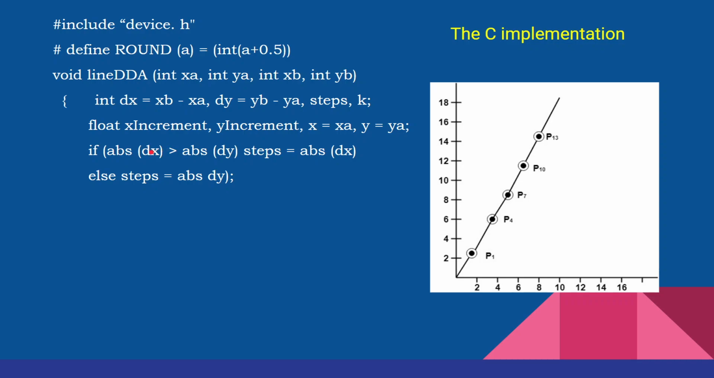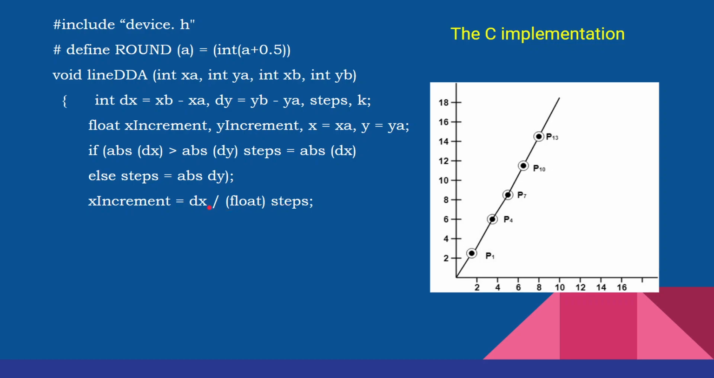If dx is higher, steps is equal to dx. That means the difference to step into the next point in the line is the difference in x. Otherwise, it is the difference in y. So why do we need the differences? Because we have to move from the first point, and the difference value will give the continuous steps in order to move to the next contiguous locations. And then once you have found the value, we have to divide. x increment is equal to dx by float of steps.